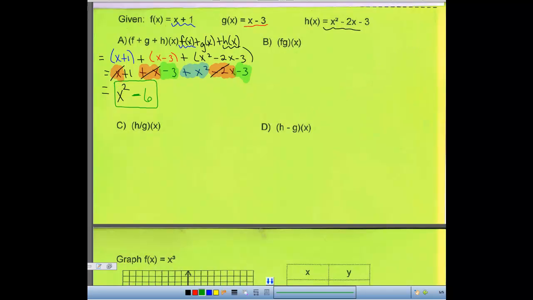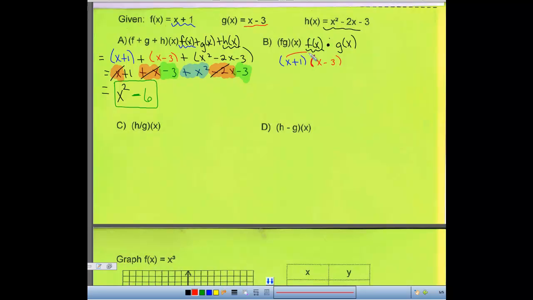Now let's look at B. Anytime I have two letters next to each other, it means I am multiplying them. So this is really saying f of x times g of x. So let's replace f of x with x plus 1 times, let's replace g of x with x minus 3. Now let's multiply these two together.